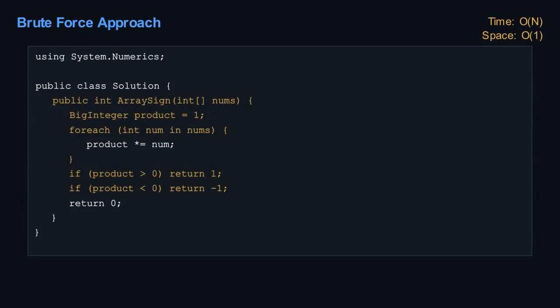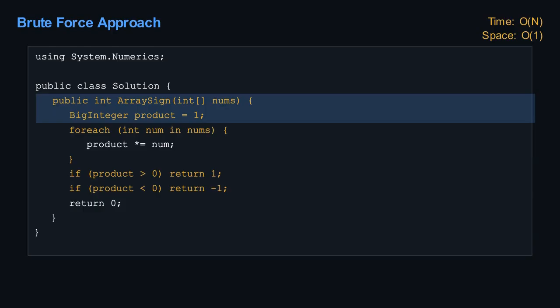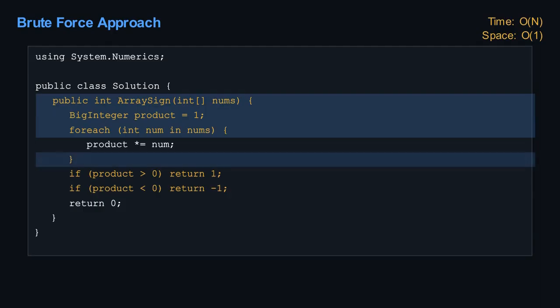A naive approach might involve using a large number type, like a big integer in C#, to store the running product. We'd initialize a big integer to 1, then iterate through the array, multiplying each number into our product. Finally, we check if this big integer is greater than, less than, or equal to 0 to return the appropriate sign. While this works, big integer operations are significantly slower than primitive types, leading to higher constant factors and potentially affecting performance for very large arrays.